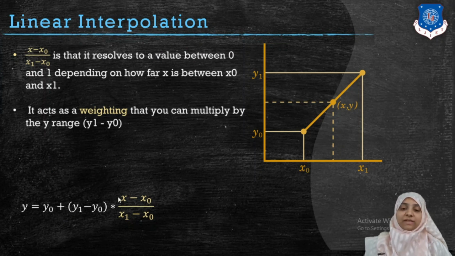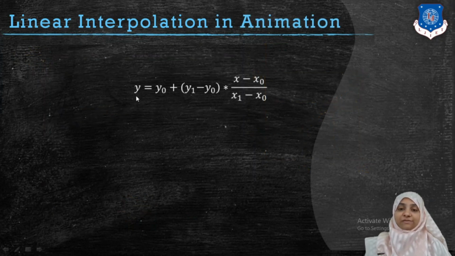In this formula, the component x minus x0 divided by x1 minus x0 always results between 0 and 1. We call this factor our weighting factor. We will always substitute some value between 0 and 1 as our weighting factor. So the result of the complete equation depends only on two y values, that is y0 and y1. The complete formula can be written as y is equal to y0 plus y1 minus y0 into x minus x0 over x1 minus x0.